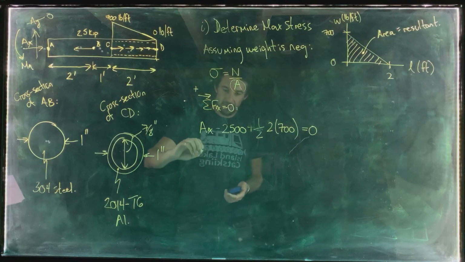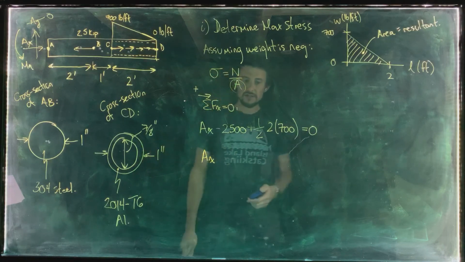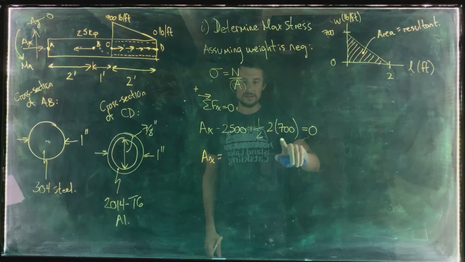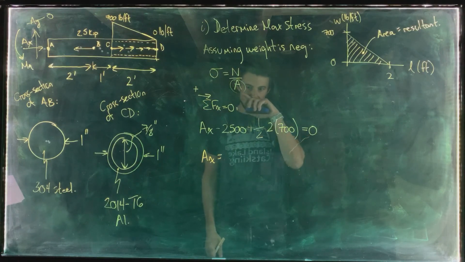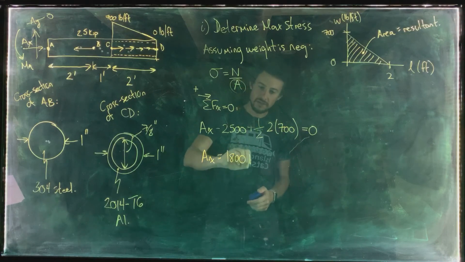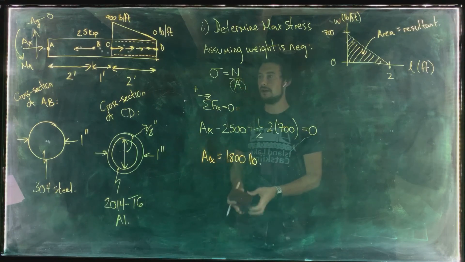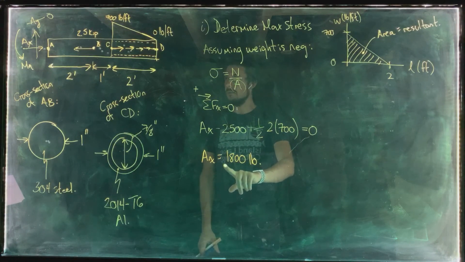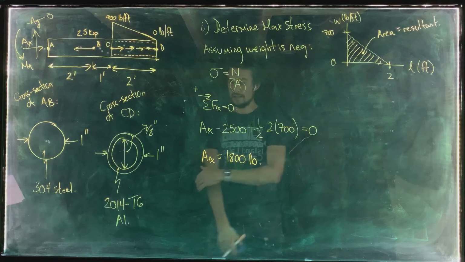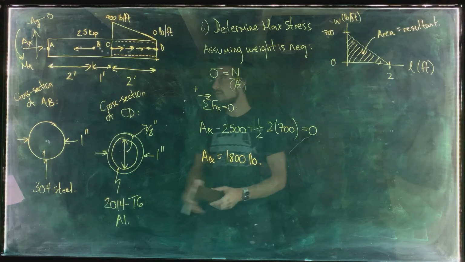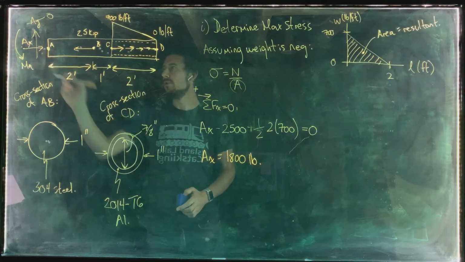So this is going to give us AX here. We're going to move the 2,500 over to the other side and subtract 700 from that. So we're going to get 1,800 pounds there. Because we came out with a positive number, that tells us that our orientation for AX on the free body diagram here was correct.